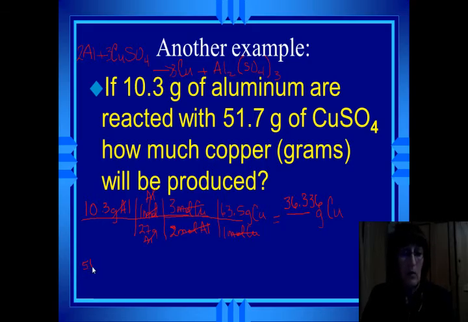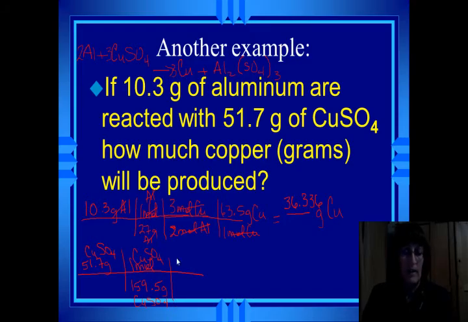So 51.7 grams of CuSO4. And what's the formula mass for copper sulfate? 63.5 plus 32 plus 64, is that right? 159, if I'm wrong, fix it on your paper. 159 grams of, and I'm running out of space, CuSO4, and that's for 1 mole of CuSO4.